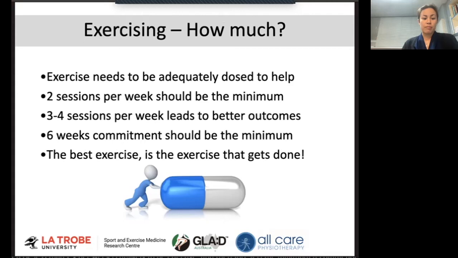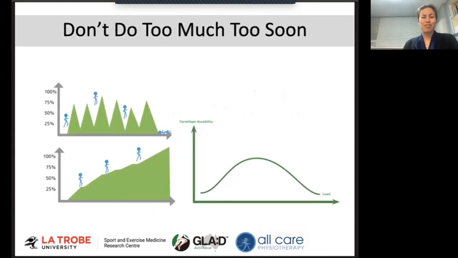So remember, the best exercise though is exercise that gets done. So even if, as I said, 10 minutes of walking is your minimum, that means you've done 70 minutes of walking a week, which is more than 60 hours a year. And even at a slow speed, this equates to more than 200 kilometers a year, which is absolutely better than nothing.